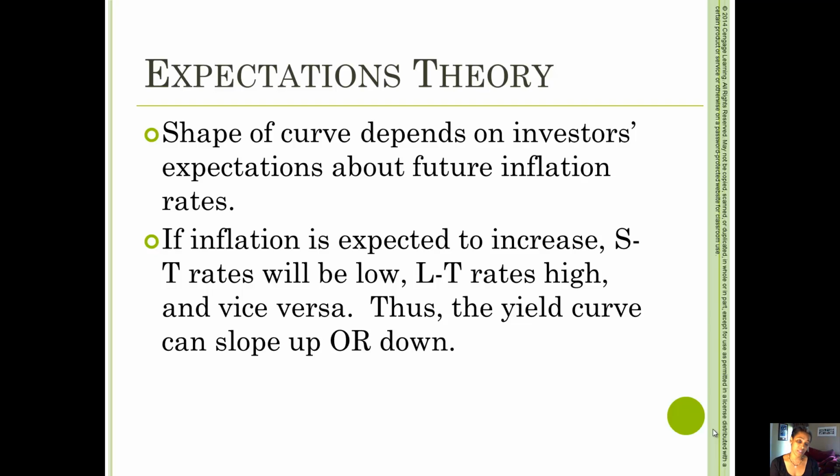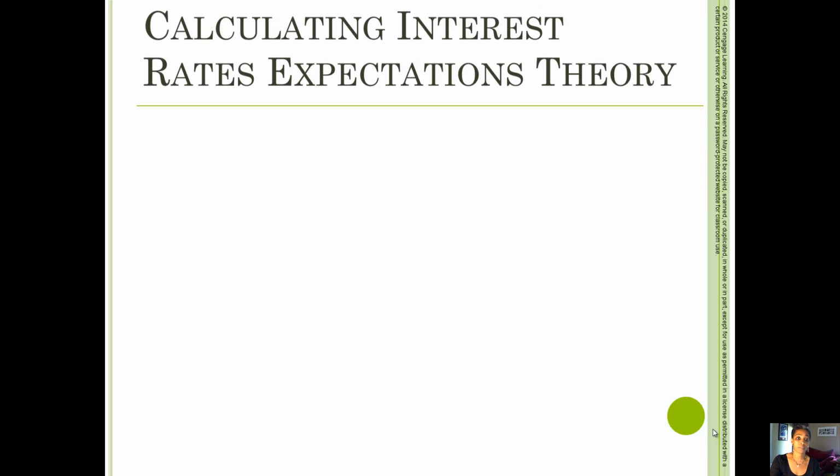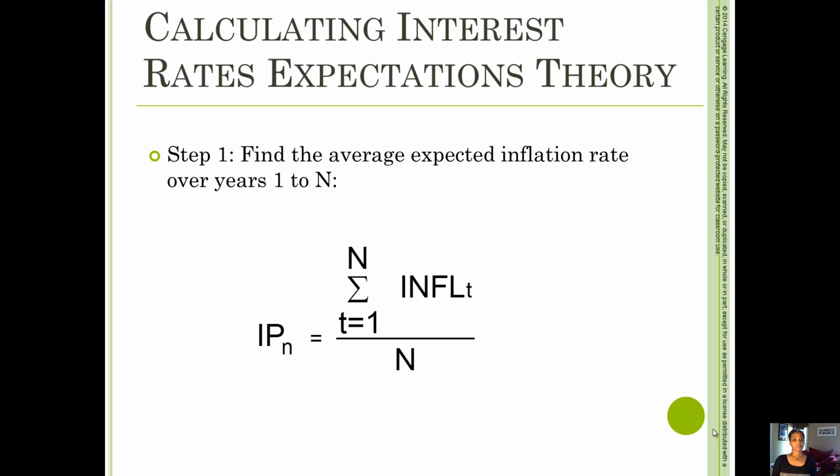The expectations theory is based on investors' expectations about future inflation. So if investors think that inflation is going to go up in the future, then you're going to have an upward sloping yield curve. If they think inflation is going to go down, then you'll have a downward sloping yield curve. And so here's how we calculate interest related to that expectations theory.